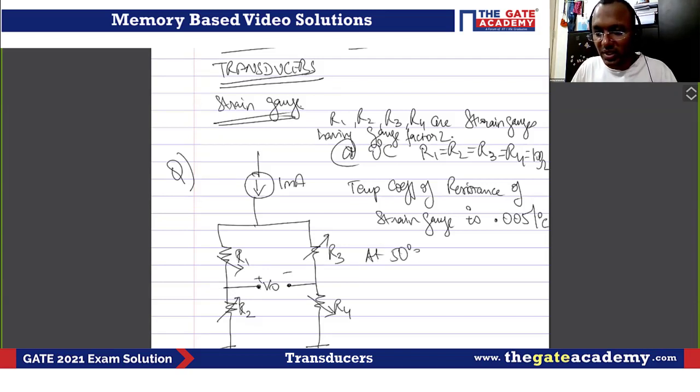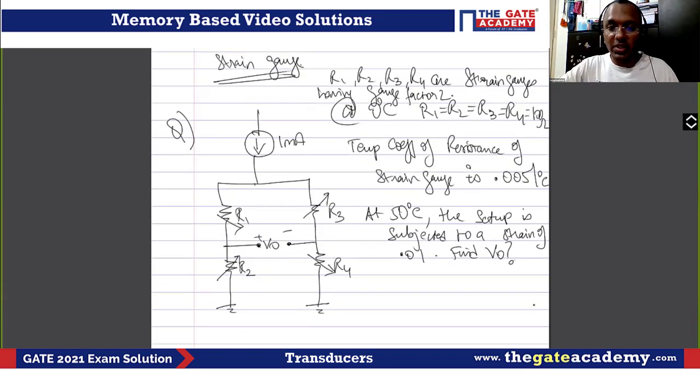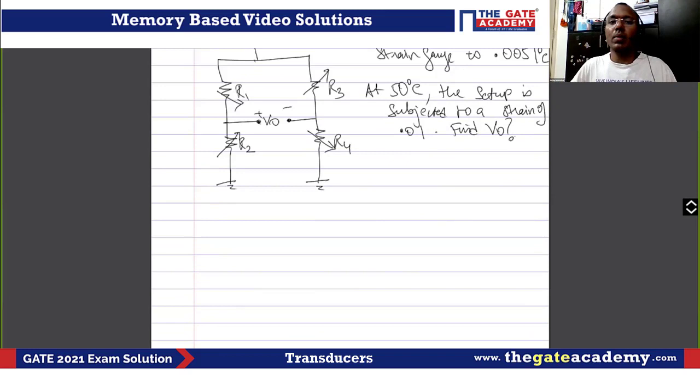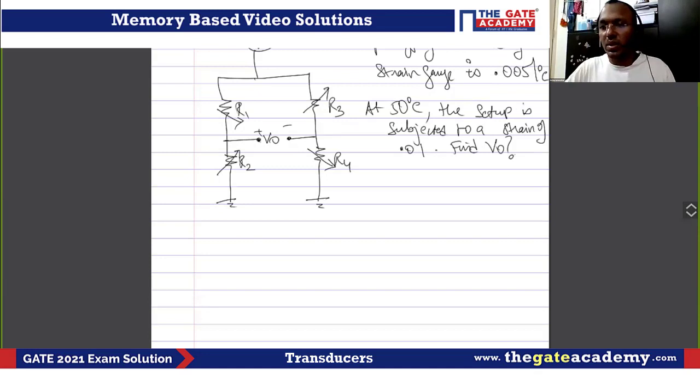At 50 degree centigrade, the setup is subjected to a strain of 0.01. Find V naught. Okay, so this is an interesting question because both temperature and the load is coming into picture. So many people will make mistakes here in not analyzing this properly. So let us understand this first before we start solving.